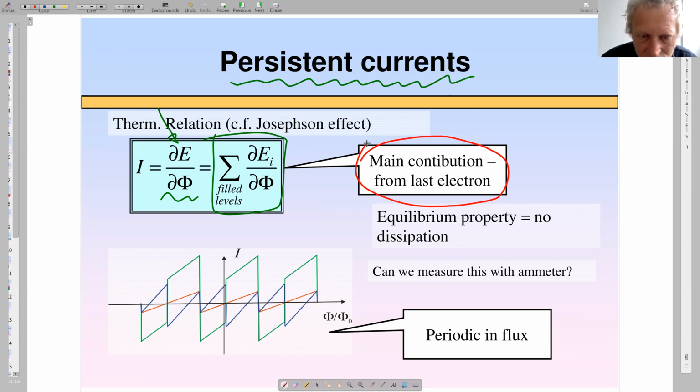I plot this current for the model I considered, which is a rather crazy model. There is no scatter in the dot. That's why the result is a bit fancy. And the red, blue, and green lines correspond to 1 electron, 2 electrons, 3 electrons. You see the current jumps for each type of curve. So who can tell me why?